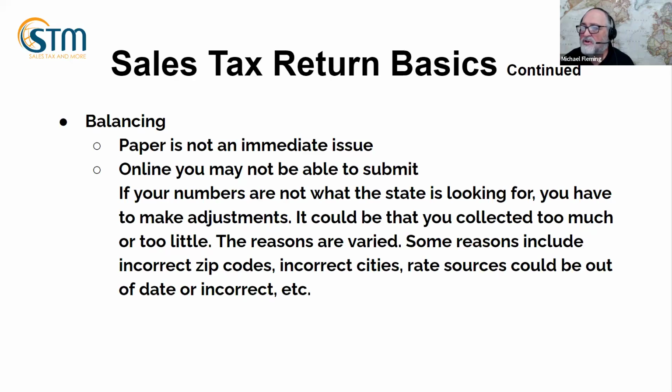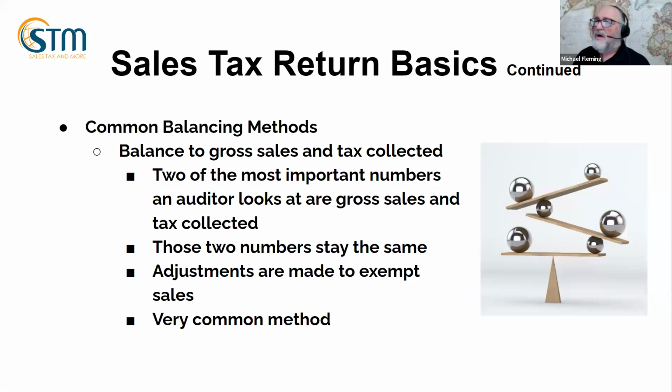So it could be that you collected too much tax, too little tax. The reasons are going to be varied for that. Could be incorrect zip codes, incorrect cities. The rate sources could be out of date or incorrect. So there's lots of things that could impact your ability to actually hit the submit button and let this go through. So when we talk about balancing, some common balancing methods. One is that you balance to gross sales and tax collected. That's how we balance.